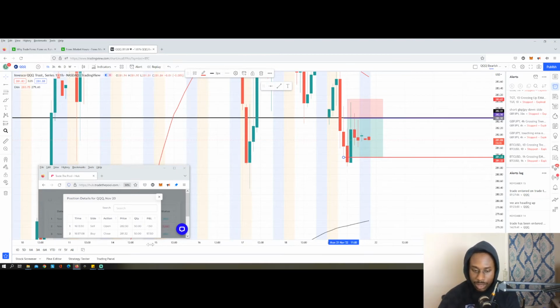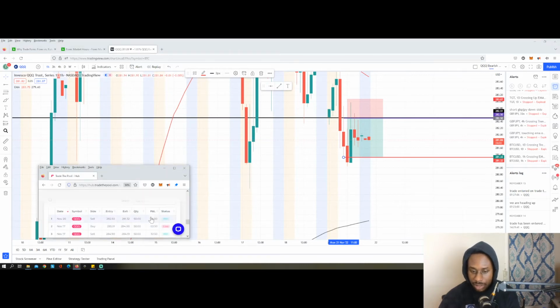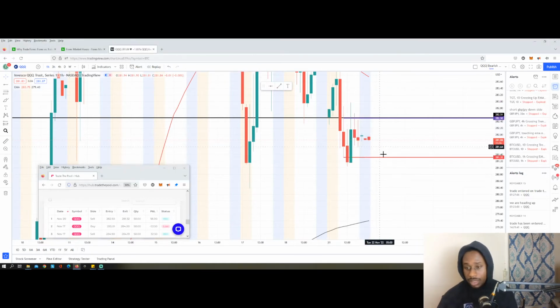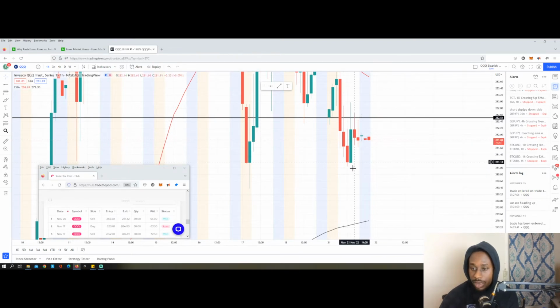But that was basically the trade. That was just a $56 profit for the day. I just didn't trade anymore for the day, because as you realize, as it goes with the trades, the market can go against you.